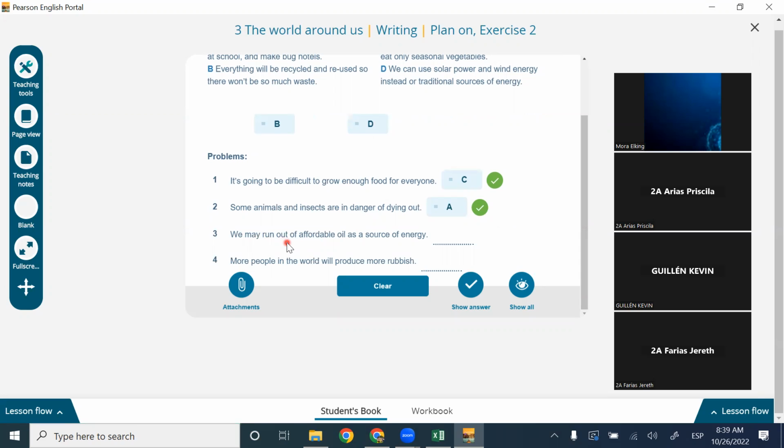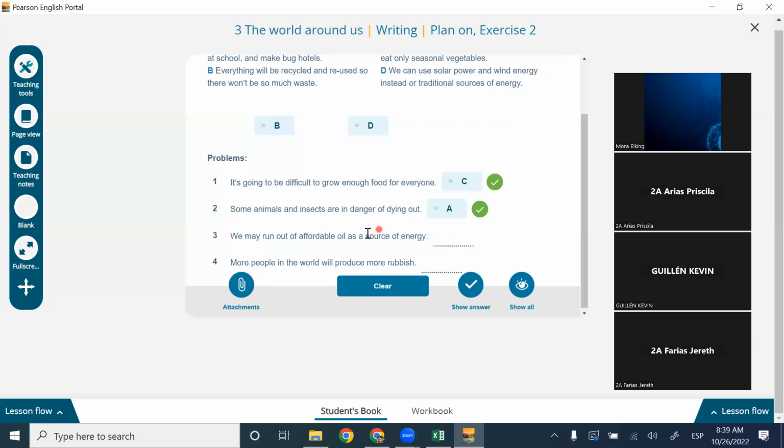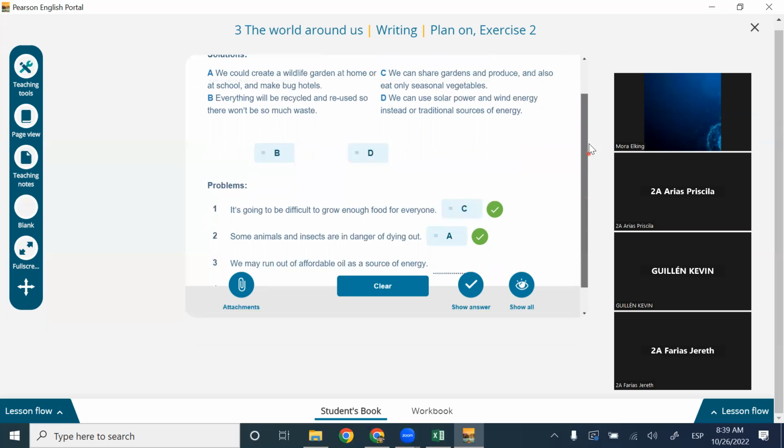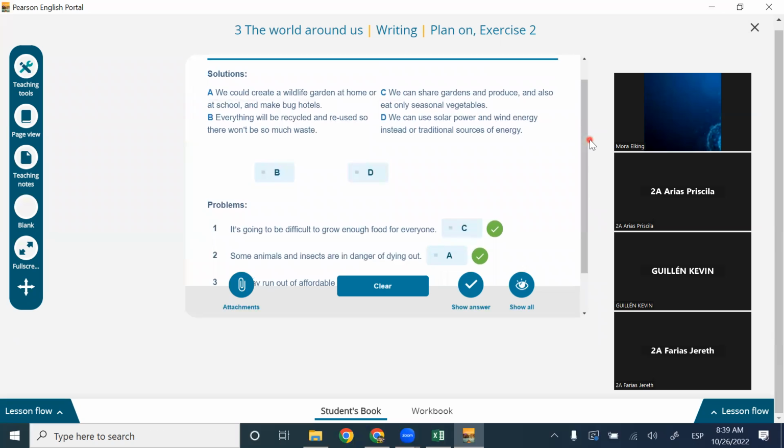We may run out of affordable oil as a source of energy. A source of energy. What is the option? Letter D. Okay, what is the letter D? We can use wind energy instead of traditional sources of energy.